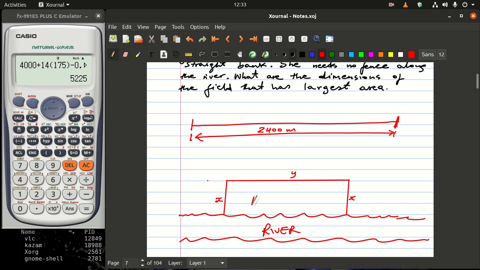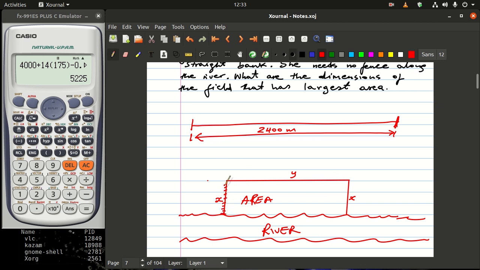So this now is the area. This is the area, and we want to maximize this area. But what is important here more than anything is that this side, we are going to use this wire to fence this side.